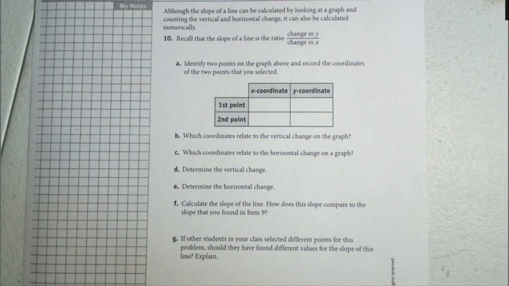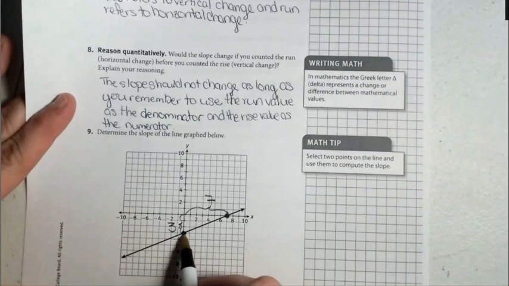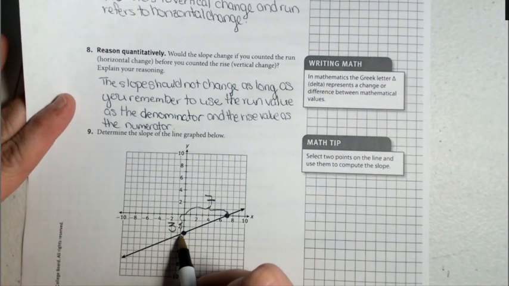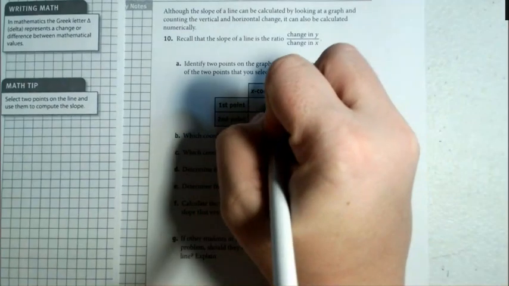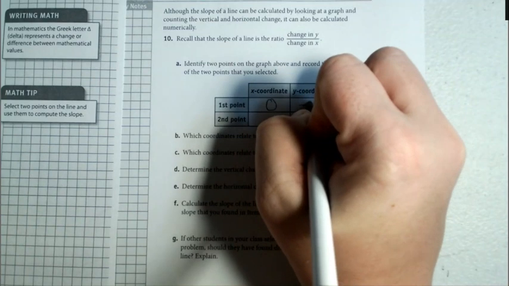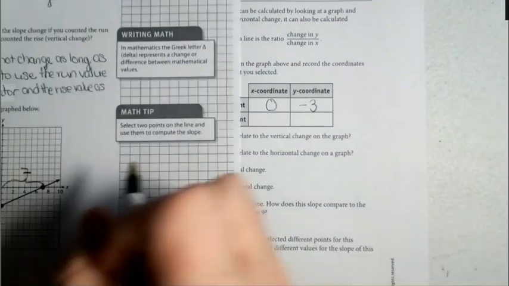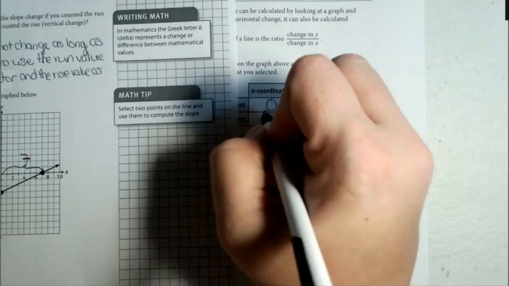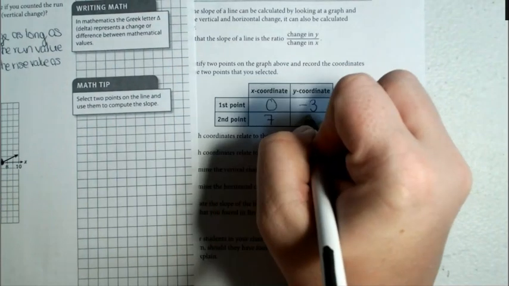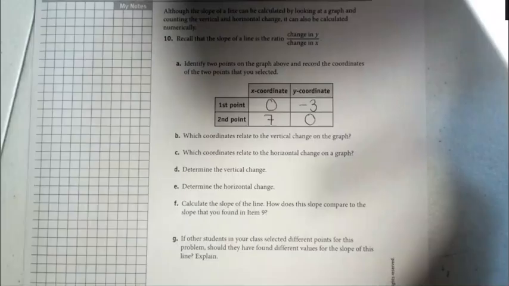Part A of question number 10 says, identify 2 points on the graph above and record the coordinates of the 2 points that you selected. Okay, well, the 2 points I identified were 0, -3. So my x coordinate was 0, my y coordinate was -3. And then the other one I had was 7 as my x coordinate and 0 as my y coordinate.